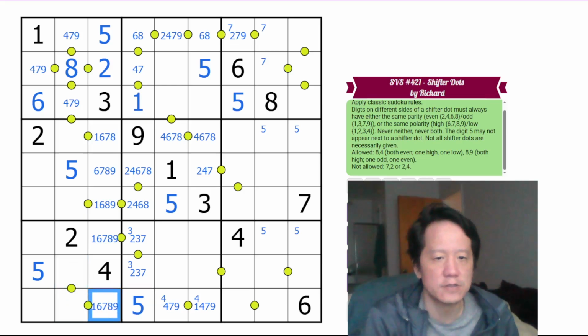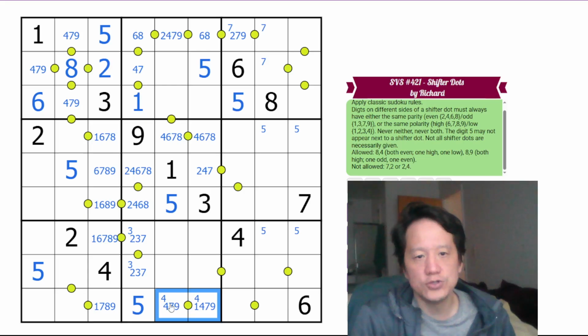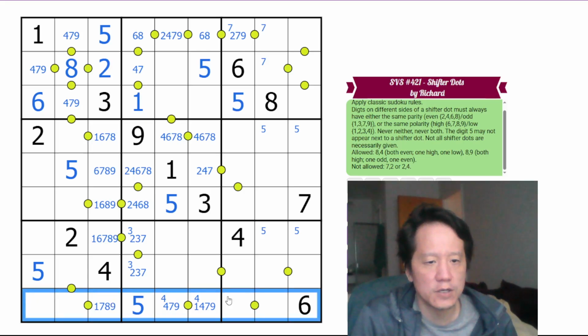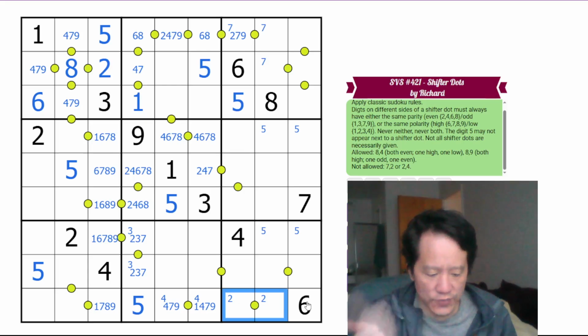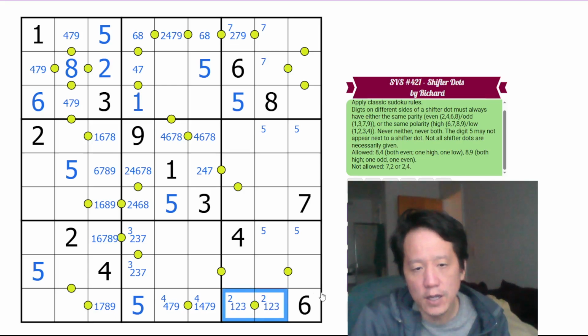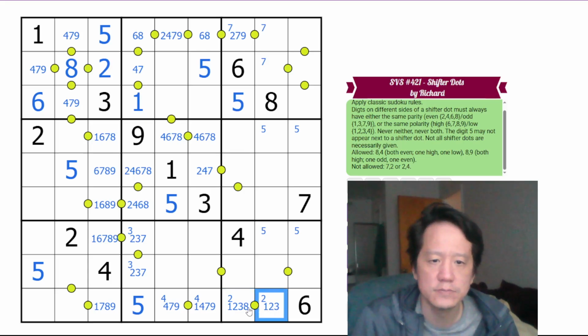This can't be 6 because of the 6 in the row. 2 cannot be here because it would have to be with 4 then. So where is the 2 in row 9? It has to be one of these two cells. So again, this is a 2. It can be with different parity but same polarity. So this is 1 or 3 could be there. And same parity, which would be even, but different polarity, which would be high. So it cannot be 6, it could be 8. So this is 1, 2, 3, or 8 here.